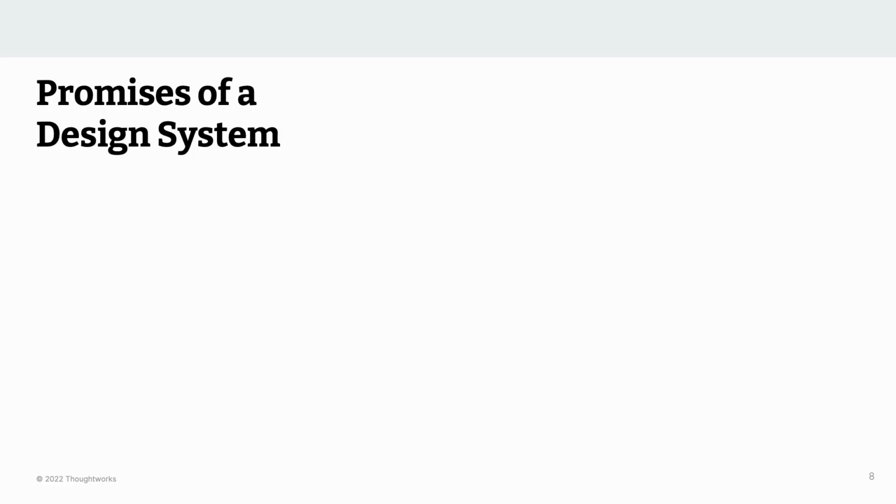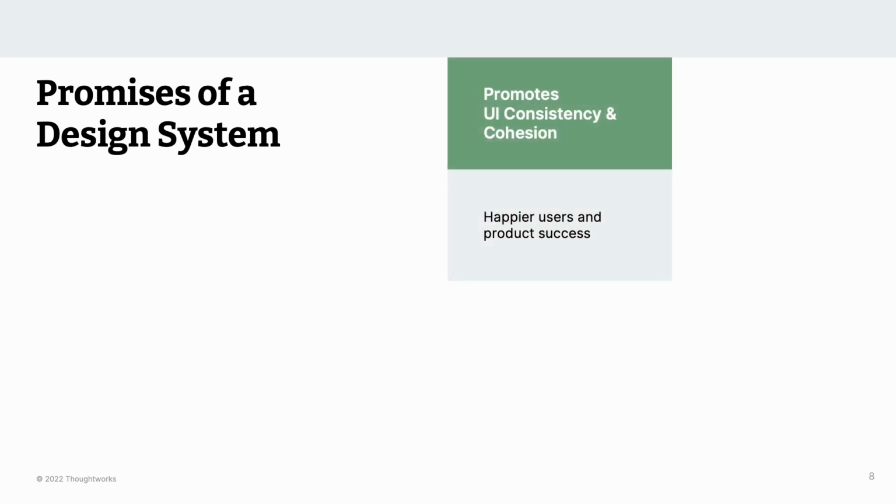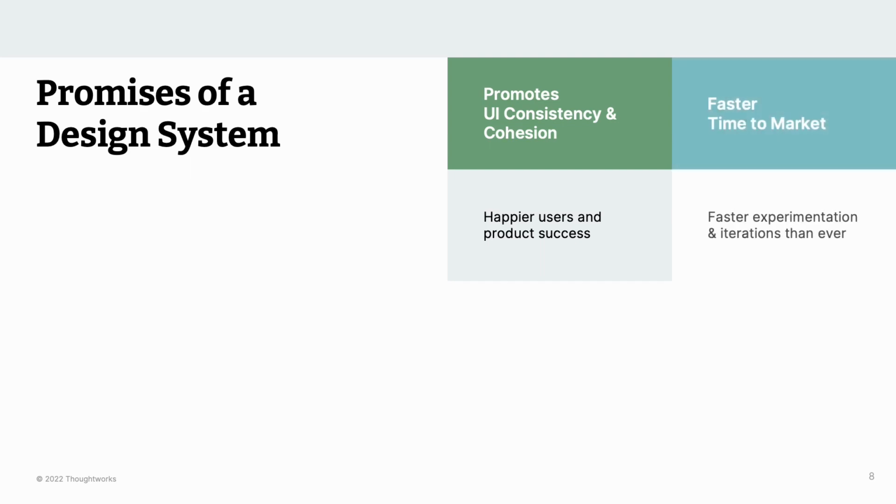So, but why would your organization and product teams in general want to invest in a design system? What are the benefits of a design system? Perhaps the most obvious one is that having a design system promotes UI consistency and cohesion across all your products. Another benefit is that it makes it easier for teams to experiment and actually improve your time to market.